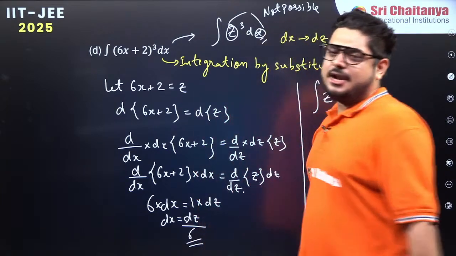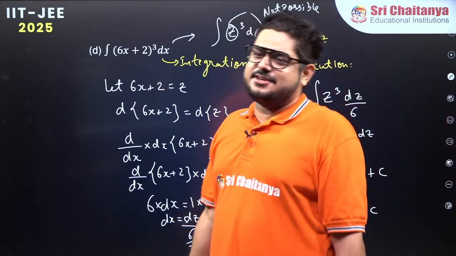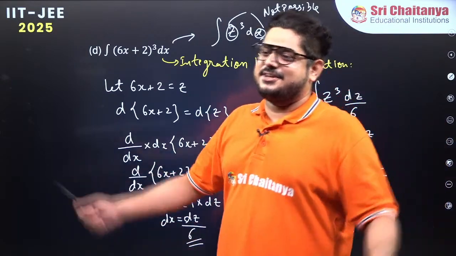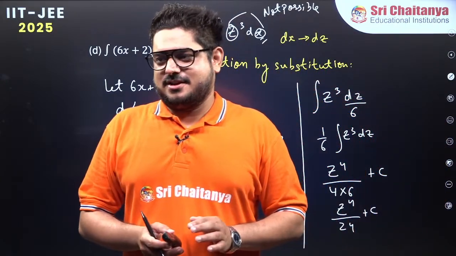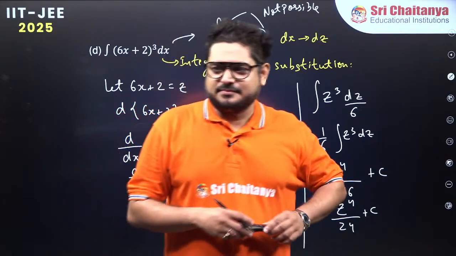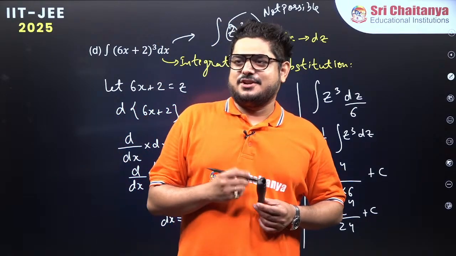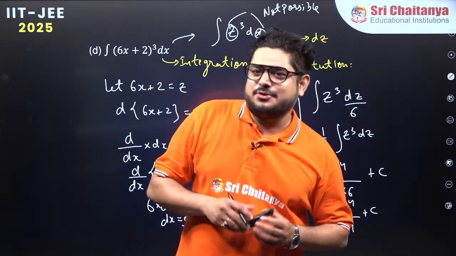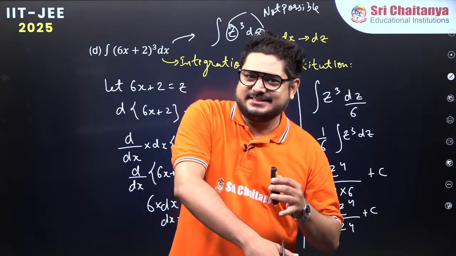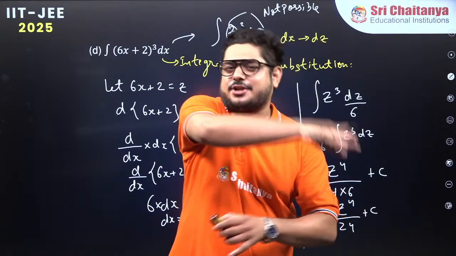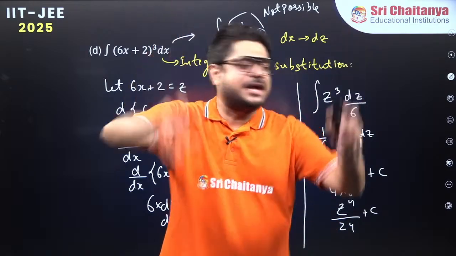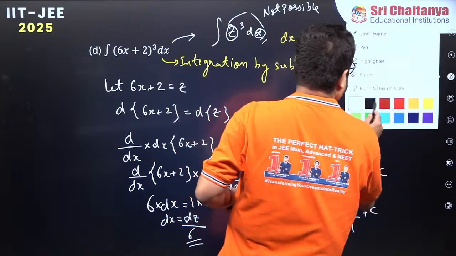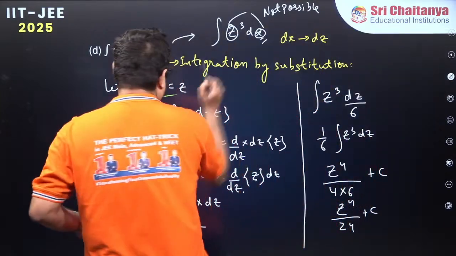Is this the answer? Do you really think that is the answer? Yes or no? Nope. It's not the answer, because you need to reconvert back the variable into its original function. So what needs to be done? z is this 6x plus 2.